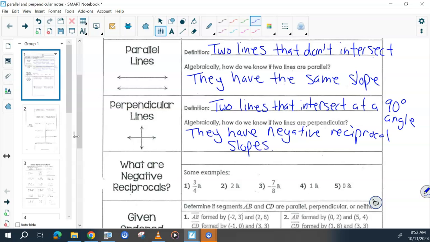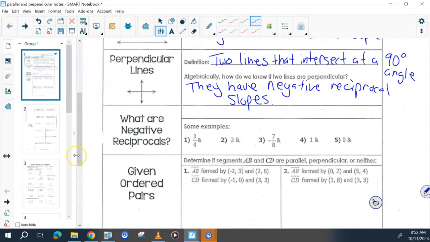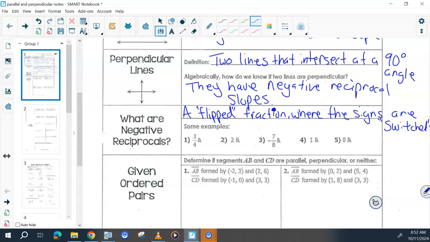If we use that word reciprocal before, taking the fraction and flipping it, a negative reciprocal is a fraction that is flipped and the signs are switched. One is negative, one is positive, or they're opposite. So a flipped fraction where the signs are switched, or opposite.